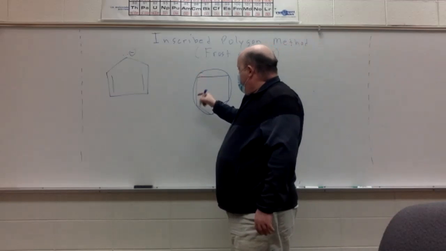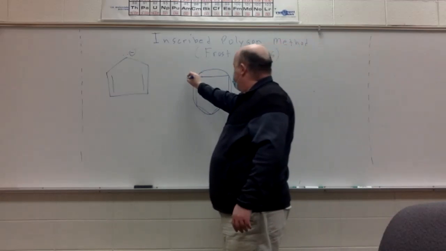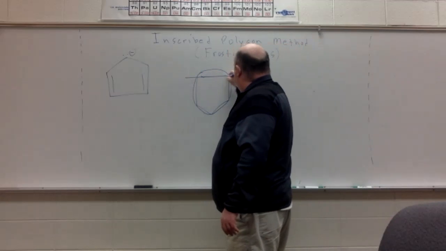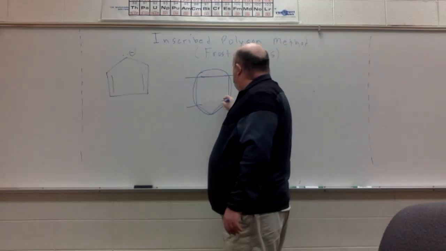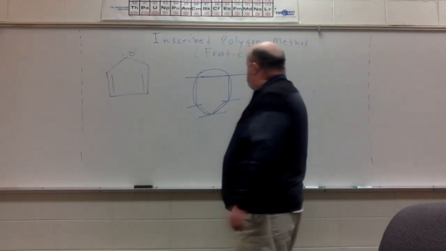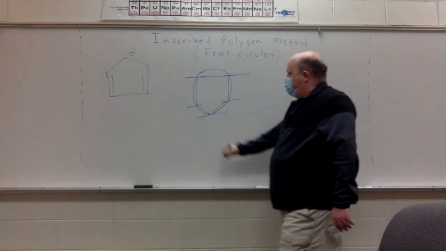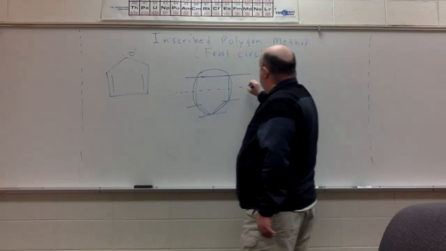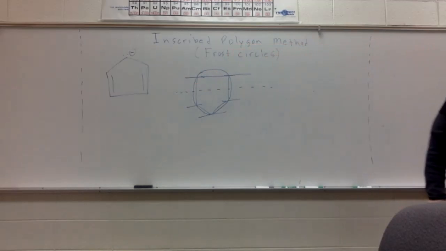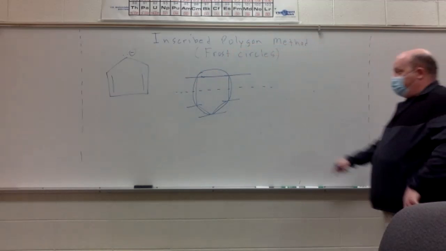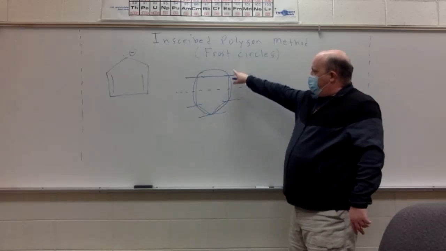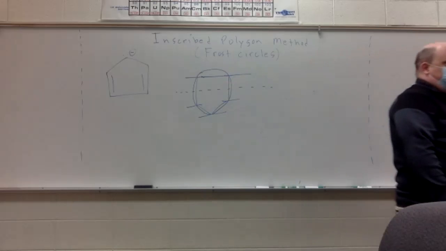All right. Then at each corner, draw a line. These lines are going to represent your molecular orbitals. And then halfway in between, you can draw the imaginary dotted line. So for this particular compound, we have 3 bonding orbitals and 2 anti-bonding orbitals.